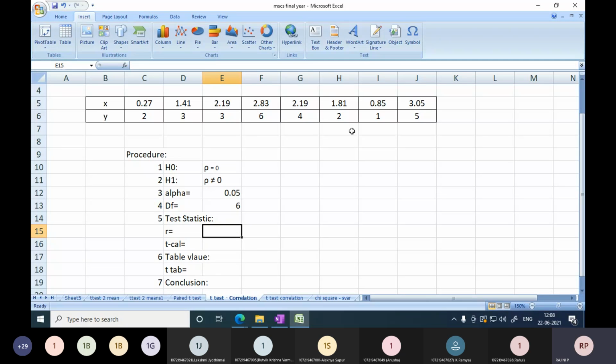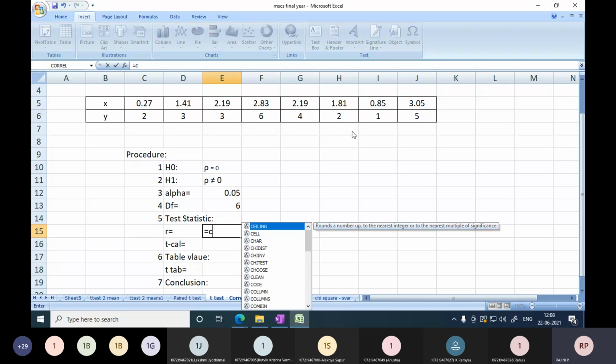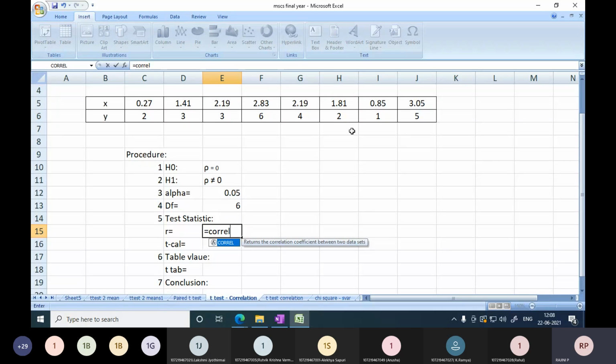Once again, I'm telling you, equals CORREL. Open the bracket and see the data, which can be in a row or a column. It can be anything. Then take the first row, that means array one means first data, comma, second row, that means second data. Then close the bracket. Enter. You got the r value.